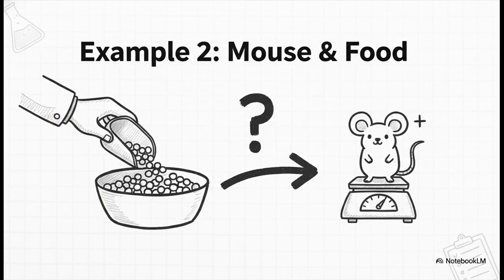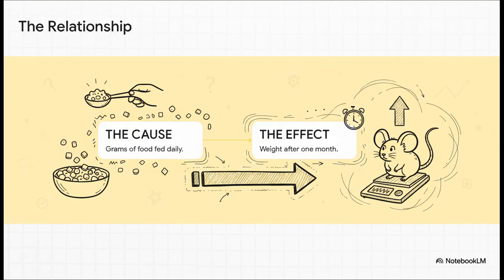Okay, let's try another one. Let's say a biologist is tracking how much food she's giving to some mice every day, and then she's measuring their weight after a month. So what's the deal here? Well, the amount of food is the cause. That's the variable the biologist is controlling. And the mouse's weight? That's the effect. It's the outcome she's measuring. And it clearly depends on how much food they ate. Cause and effect. You're getting the hang of this.